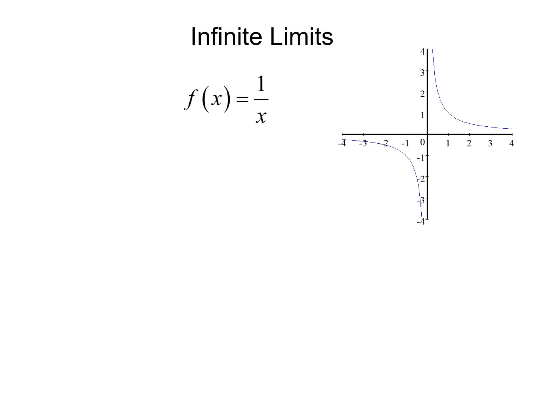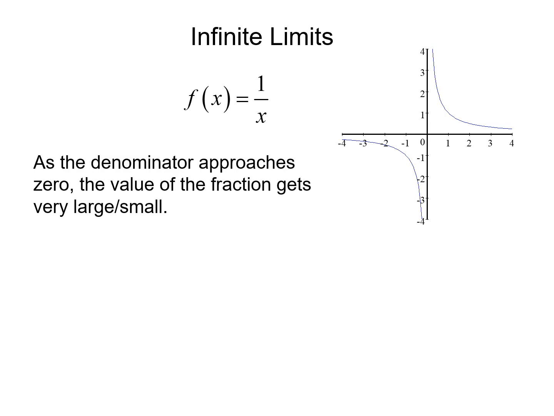So again, still looking at that same function, our reciprocal function f of x equals 1 over x. To describe that, it says as the denominator approaches 0, the value of the fraction gets very large or very small. Sometimes I have a really hard time thinking about this. So think of 1 divided by 0.000001. You're dividing by a very small amount, and that actually gives you a really large number.